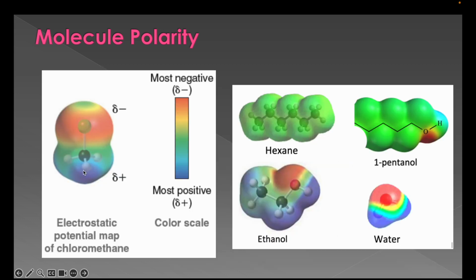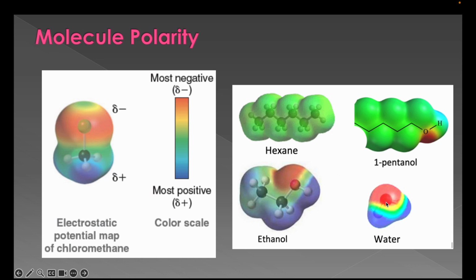Here's a map of chloromethane. This is a chlorine up here, and these are hydrogens down here. So you can see it's more negative up at the top of the molecule here. Here's hexane. Hexane is completely neutral. It is a non-polar molecule.